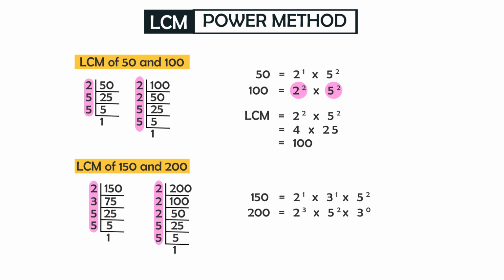Now let's take the highest powers of 150 and 200. So it's 2 to the power 3 and 3 to the power 1 and 5 to the power 2. So 2 to the power 3 is 8, 3 to the power 1 is 3, 5 to the power 2 is 25. So 8 times 3 times 25 is 600. So LCM of 150 and 200 is 600.